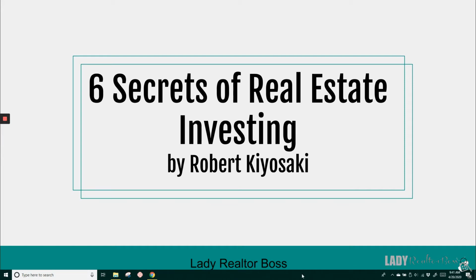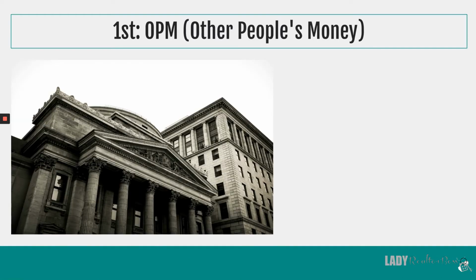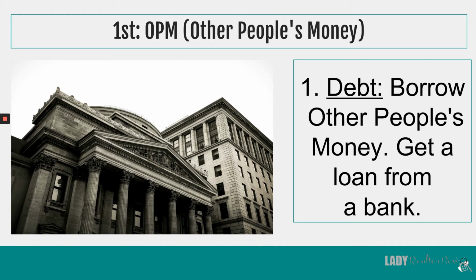6 Secrets of Real Estate Investing by Robert Kiyosaki. First is OPM, other people's money. He says go ahead and borrow money from a bank or a private investor. It is fine to go into debt if you use debt to your advantage.